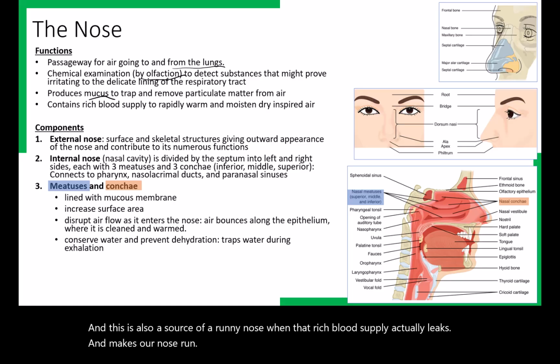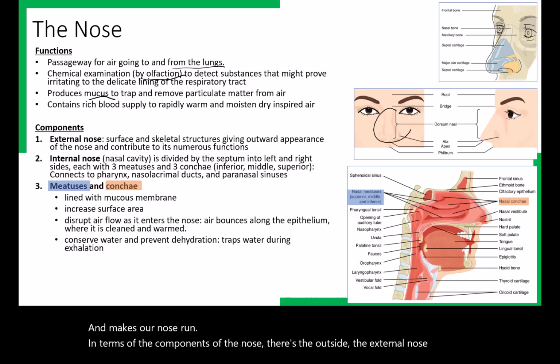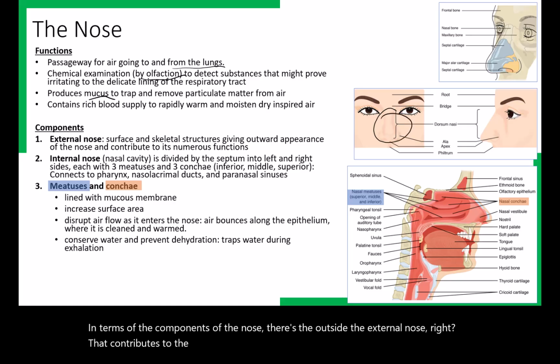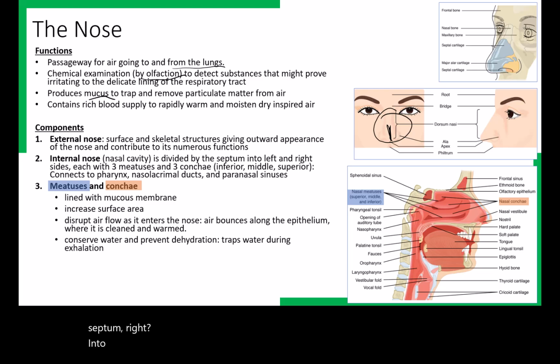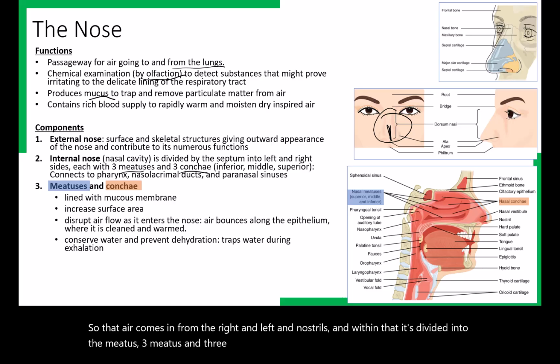In terms of the components of the nose, there's the outside, the external nose, right? That contributes to the outward appearance of our nose. And then there's the internal nose called the nasal cavity. And the nasal cavity is divided in the middle by the septum, right? So that air comes in from the right and left nostrils. And within that, it's divided into the meatus, 3 meatus, and 3 conchae. And you can see over here, the conchae are inferior, middle, and superior.